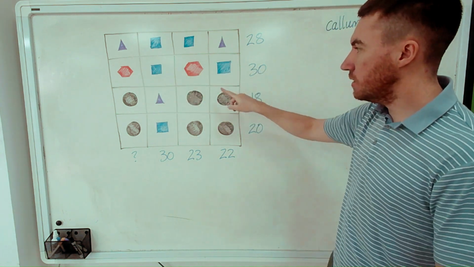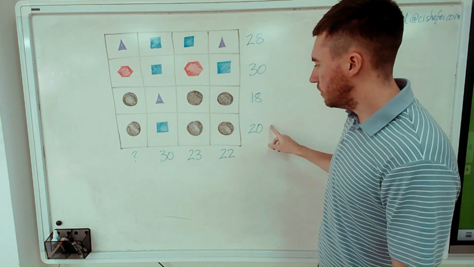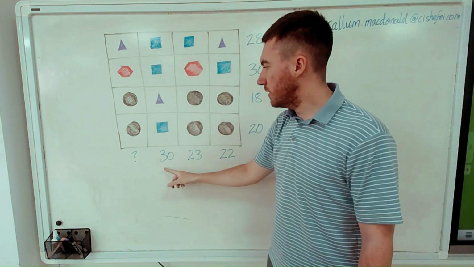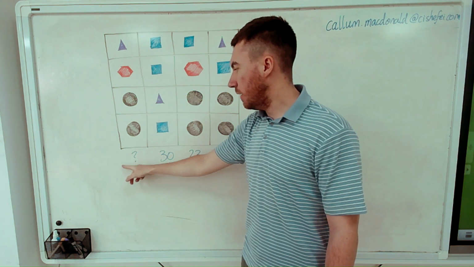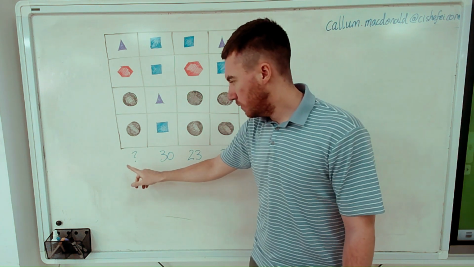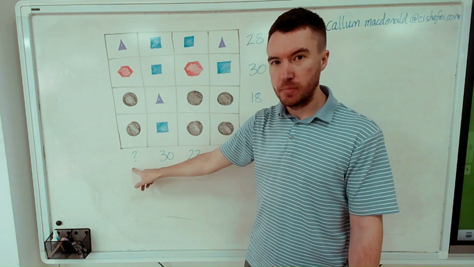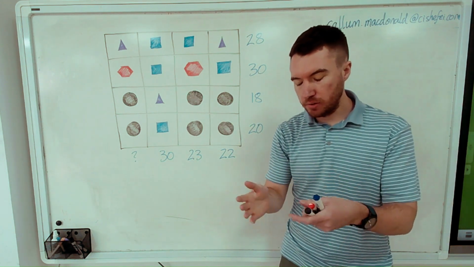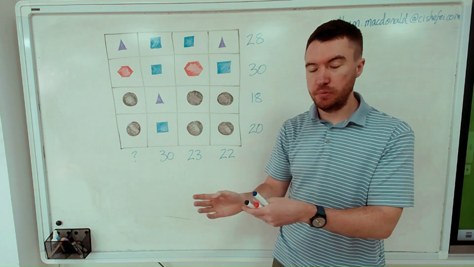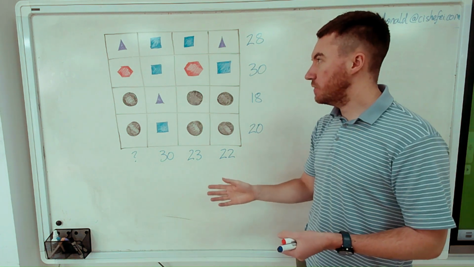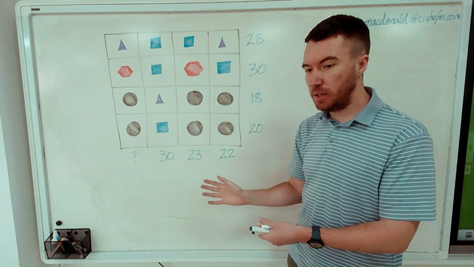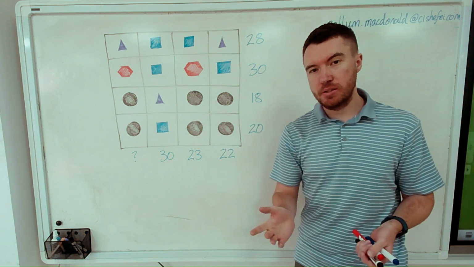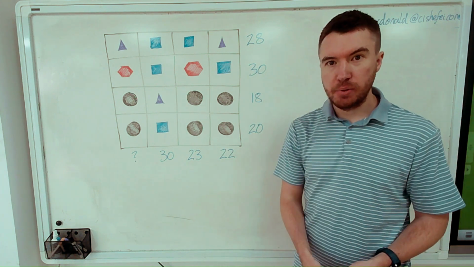This row adds up to 30, this to 18, this to 20, this column adds to 22, this one to 23, this one to 30, and this one to I don't know. And the question is, what is this number? So similar to what we did with the triangle, circle, and square, to find it in terms of a diamond, we have to write equations. So we have to think, what math can we get from here? Okay, pause the video, try to solve, and come back out.